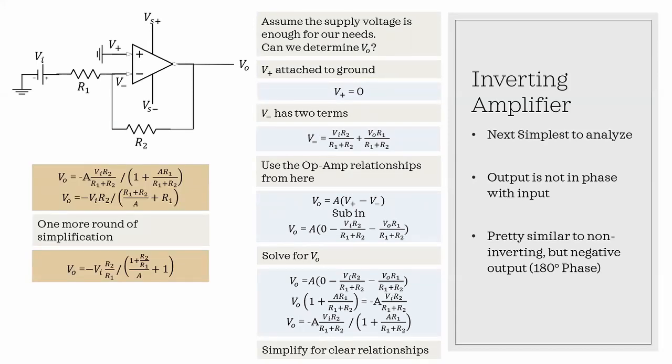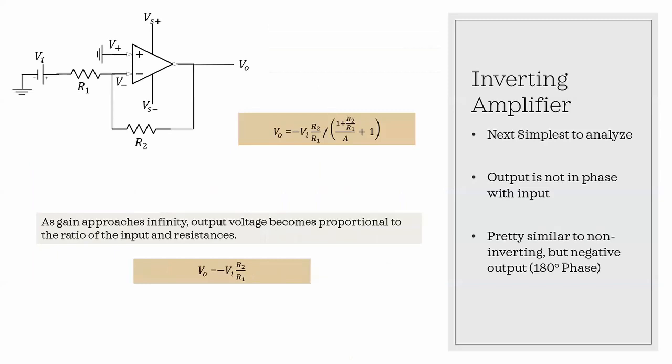And then we're going to see that we have a negative value output and a similar kind of fraction to what we had for our non-inverting amplifier, where once again, if we take A to approach infinity, our relationship becomes very simple. V out is equal to negative V in times R2 over R1.